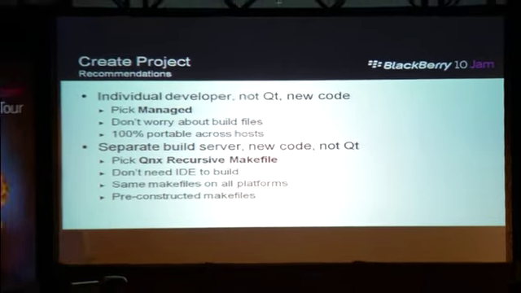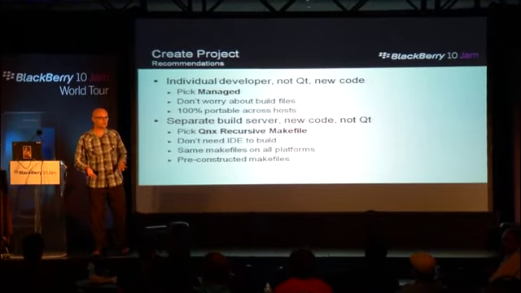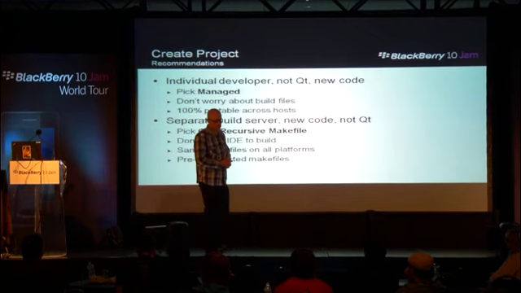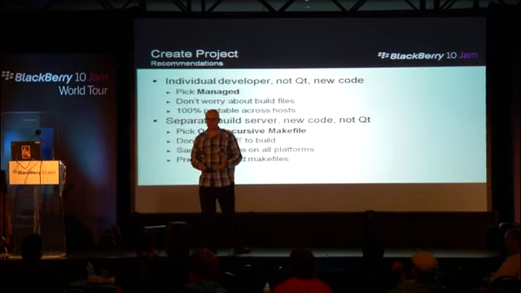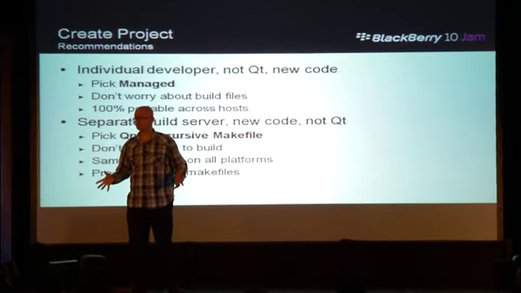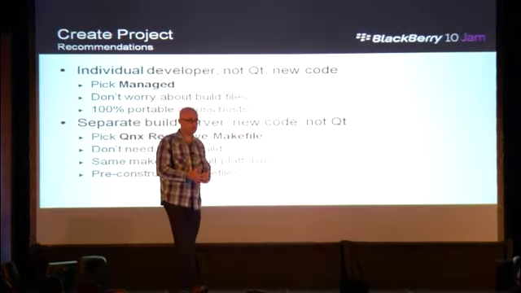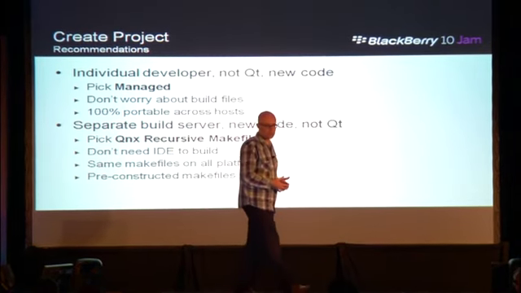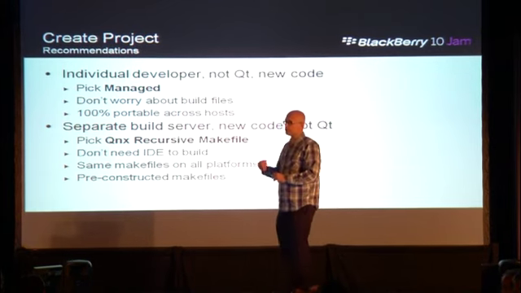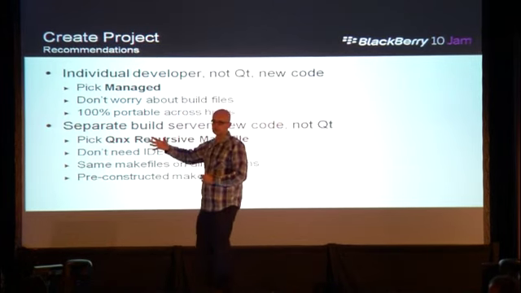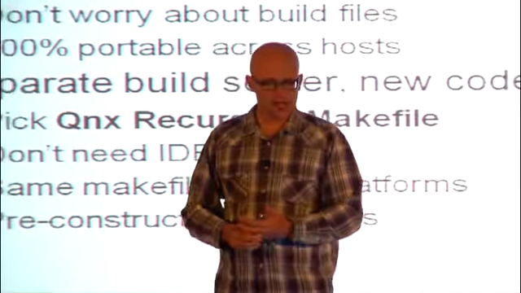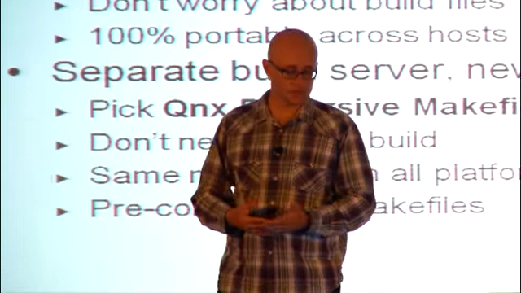Now, we have some recommendations, which are just recommendations. They don't matter at all, of how you should set up your build environment. Now, if you're an individual developer and you're not using Qt and it's new code, just pick managed. Make a managed project because you don't have to worry about the build files and it's going to be portable across different hosts. If you are doing stuff where you're trying to use a different build server because your project is so big it makes sense for everyone's check-ins to be checked out by a build server, then we recommend picking the QNX recursive make.